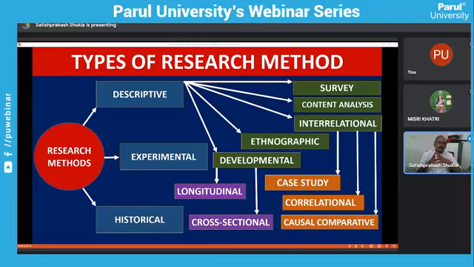Now we see the cross-sectional research method. Two types of developmental research methods are there: one is the cross-sectional research method, and another is the longitudinal research method. In both cases, only the impact of the time factor is studied. What is the cross-sectional research method?